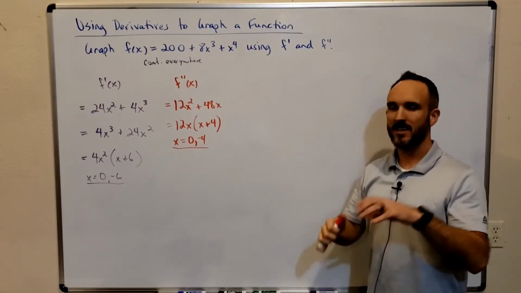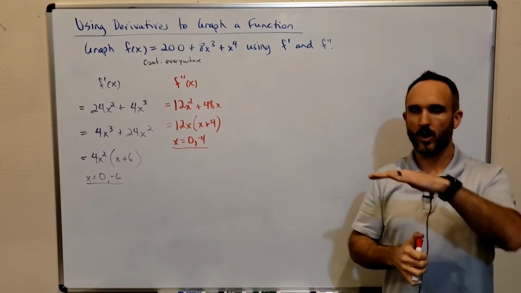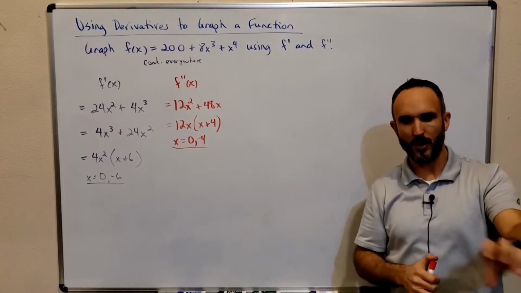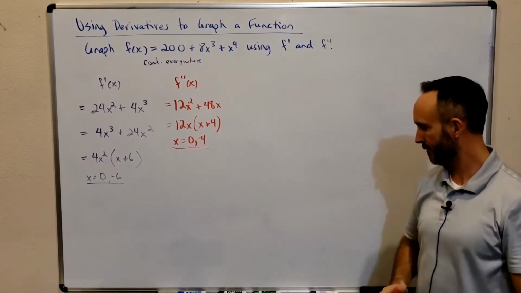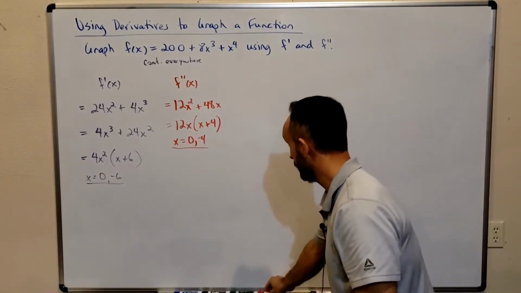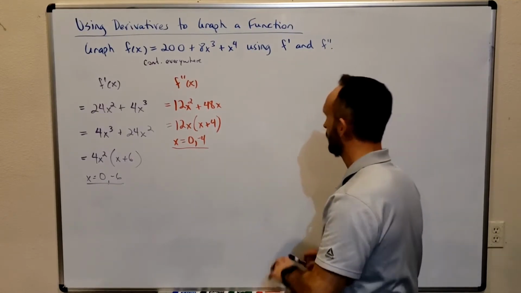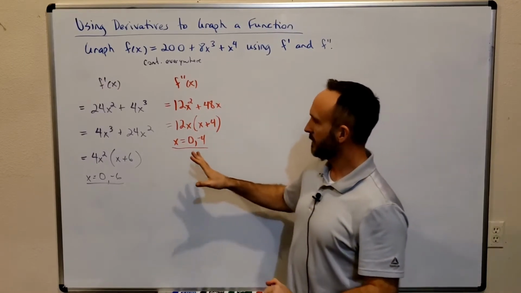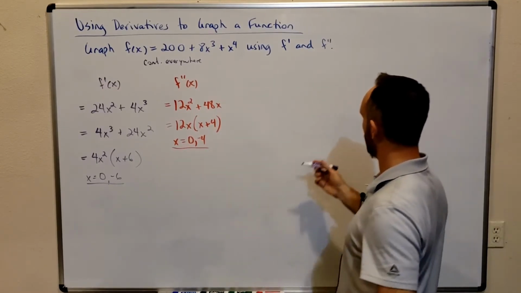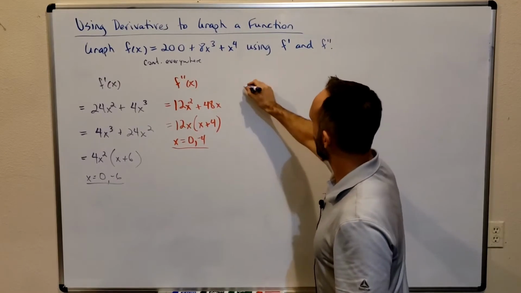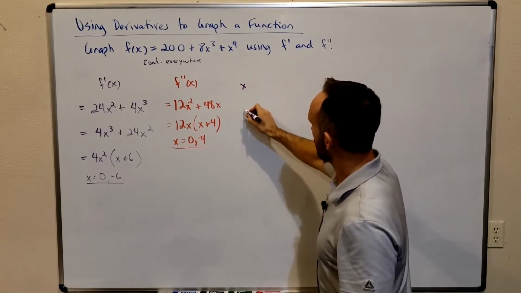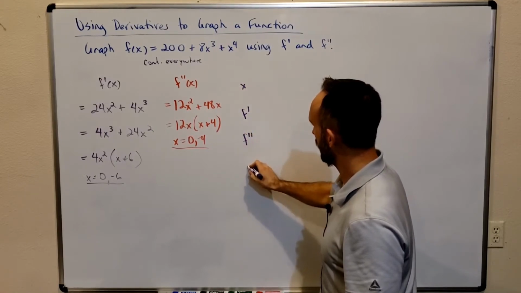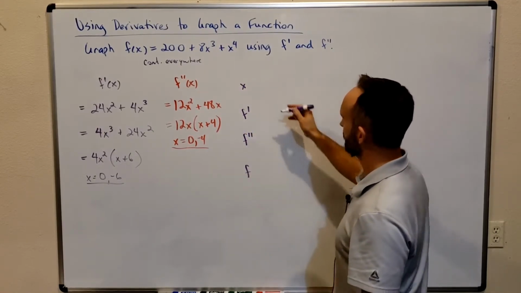Now we're going to create a big chart with all of the critical numbers. We're going to look at f prime, f double prime, and what all of that tells us about f. Okay? So let's get started. So we're going to have a top row. Let's create our top x row. And then beneath that we'll have our f prime row, and then our f double prime row, and then our f row. Okay?